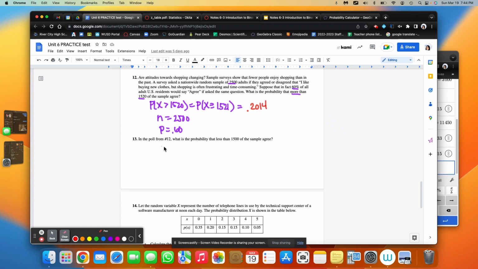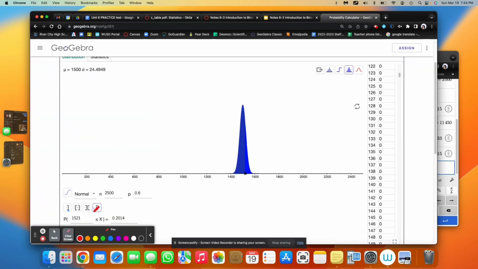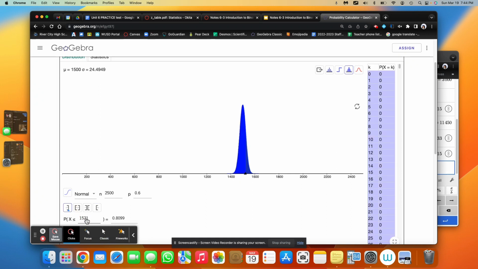Same poll from the previous one. Now we want to know the probability that less than 1,500 agree. We're going to rewrite that as x is less than or equal to 1499. So now we change this to less than, and it's going to be 1499. That's going to be 0.4913.